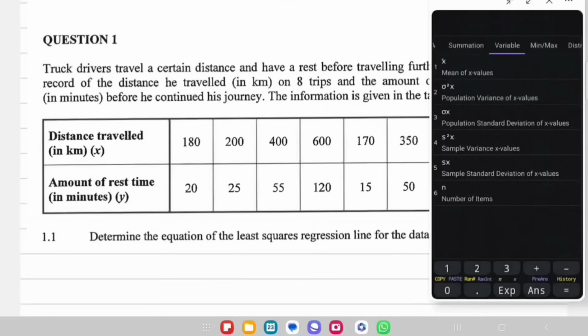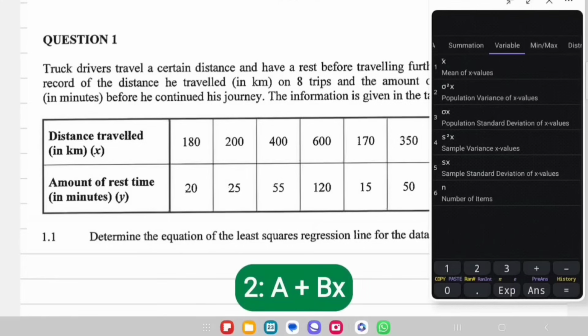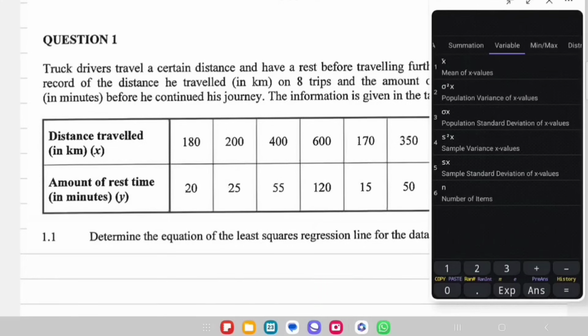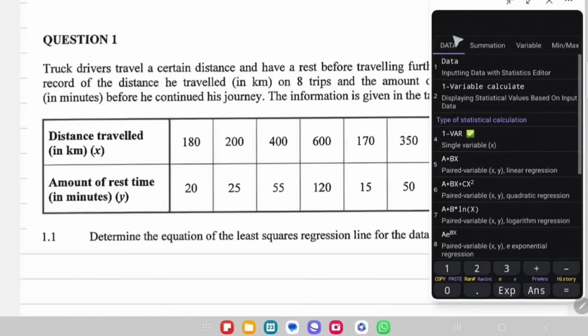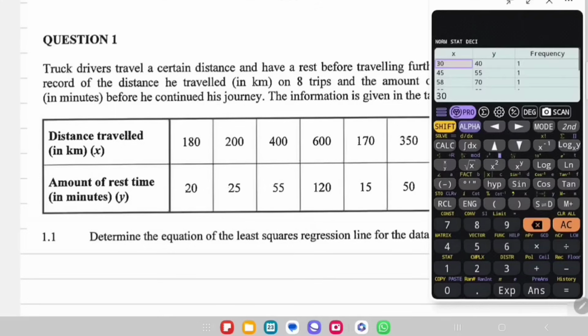We're not looking for one variable data. We're looking for two variable data with bivariate, and you're going to go for option 2 that says A plus BX. Okay, so go for option 2 and it'll give you 2 columns. So mine is a little different. I kind of just have to scroll through and go to the data side, and then I'm going to go ahead and choose A plus BX.